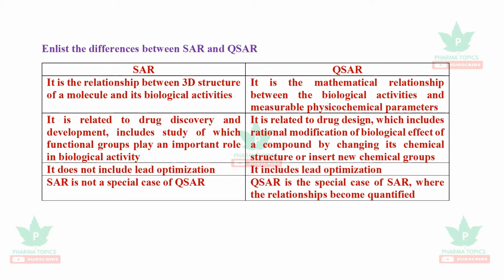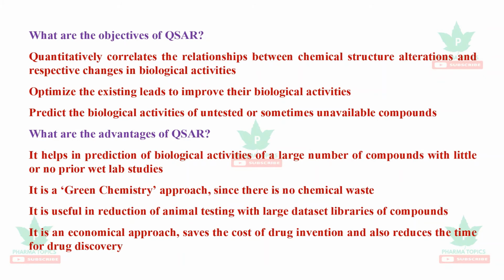QSAR is related to drug design, which includes rational modification of biological effect of a compound by changing its chemical structure or inserting new chemical groups. SAR does not include lead optimization, whereas QSAR includes lead optimization. SAR is not a special case of QSAR, but QSAR is a special case of SAR where the relationships become quantified. The next is, what are the objectives of QSAR?